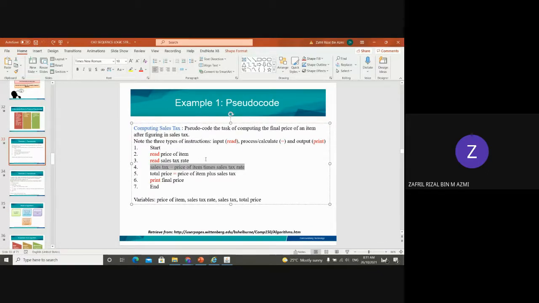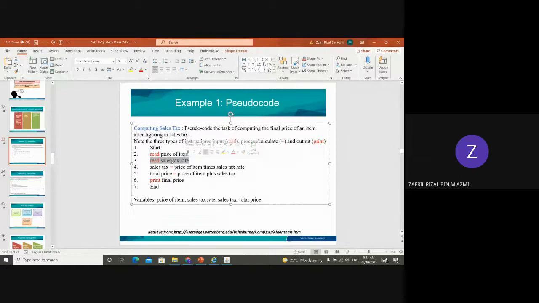All right. And also make sure you are using specific keywords for each of the processes. Keywords like read, input, enter. Those are keywords to represent the input process, the input instruction. For example, over here. Specifically, when a reader looks at the pseudocode, they will know exactly this is an instruction for input.